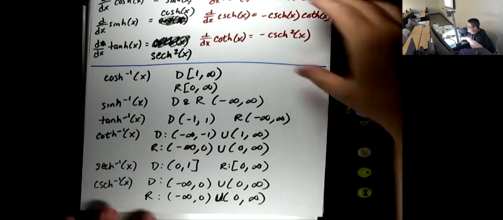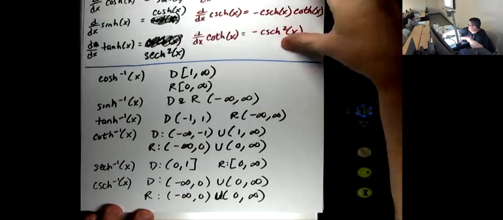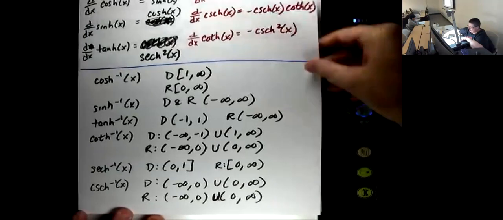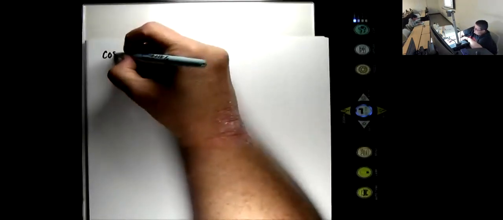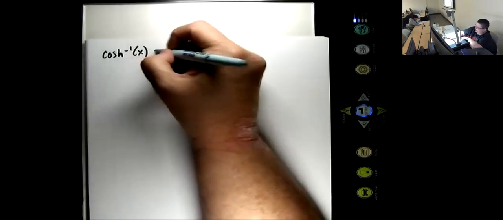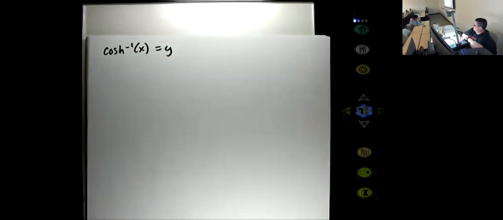So don't get discouraged by all this stuff that's getting thrown at you today, because there's more. Taking the derivative of the inverses isn't as easy as it sounds. I'm going to show you how some of these turn into other things. Let's start off with hyperbolic inverse cosine of x equals y. I'm going to show you how the first one's derived, then I'll just give you a list for the rest.